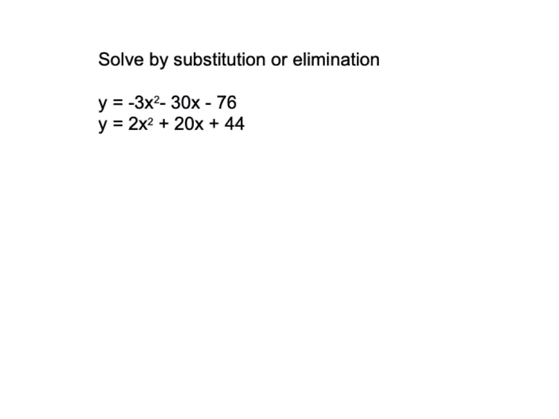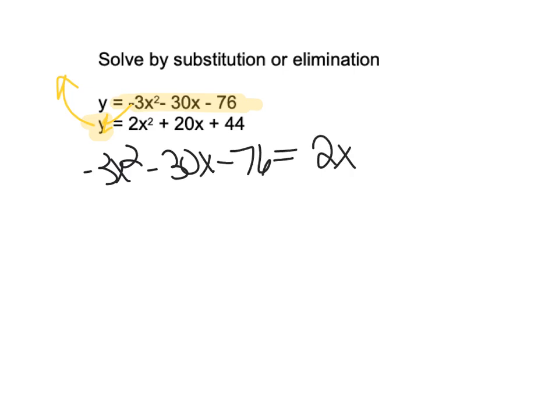All right, one more, substitution or elimination. In this case, I would use substitution because they are both already set equal to y, which means I can just set them equal to each other. So I know that if y equals negative 3x squared minus 30x minus 76, anywhere I see a y, I can take that out and put that in its place. So I'm going to have negative 3x squared minus 30x minus 76 equals 2x squared plus 20x plus 44.